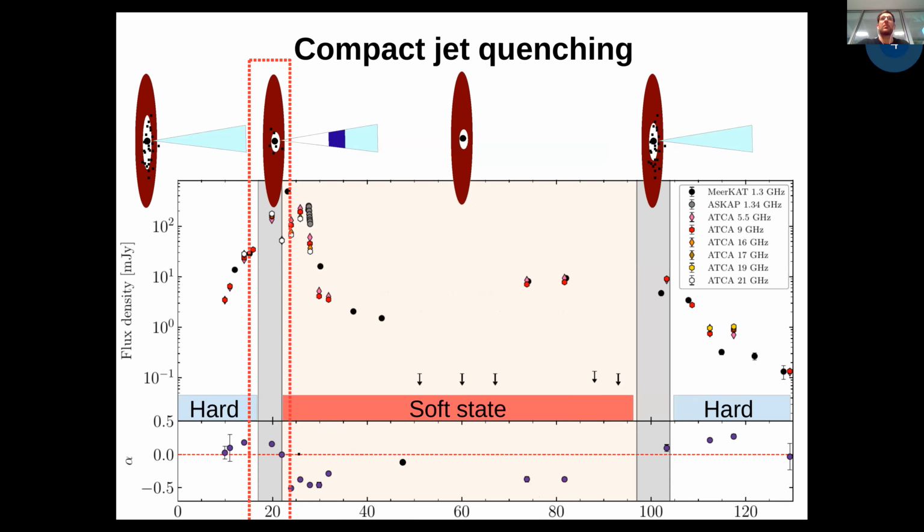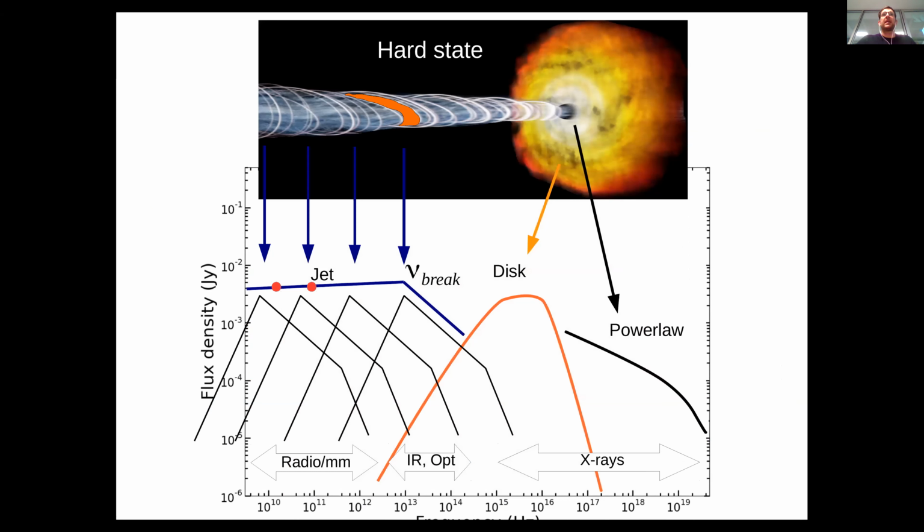So, breaking this talk up into sections, first I'm going to discuss what we think might be happening that causes the quenching of the compact jet. Here is a schematic of the broadband SED of a black hole X-ray binary in a typical hard state. This is flux density versus frequency, and I also show the approximate observing bands at the bottom.